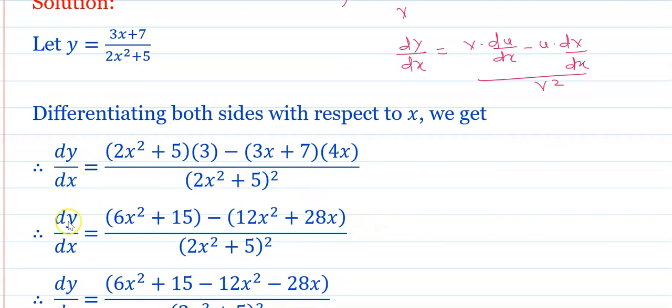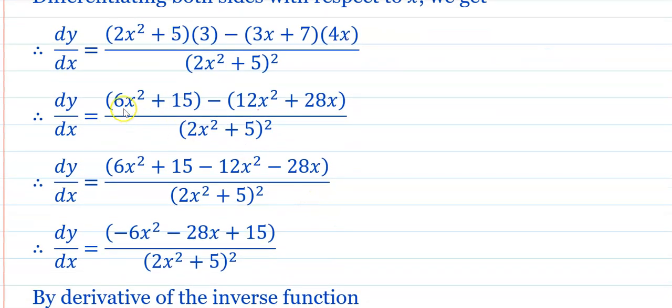Next, normal multiplication. Dy by dx is equals to 3 into 2x square, you will get 6x square. 3 into 5, 15 minus 4x into 3x, 12x square. 4x into 7, that is 28x. Open the bracket. Then you will get 6x square plus 15 minus 12x square minus 28x. Okay. And then simplify. 6x square minus 12x square, then you will get minus 6x square. Next, minus 28x, it's as it is, and plus 15 upon 2x square plus 5 bracket square.